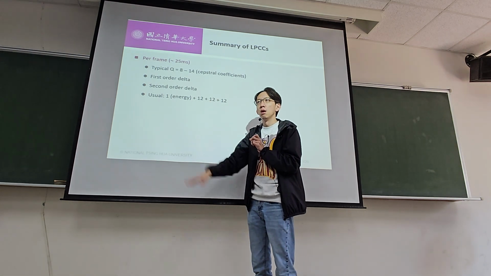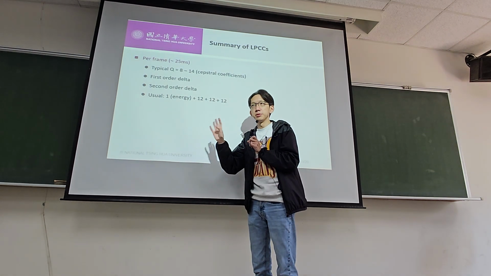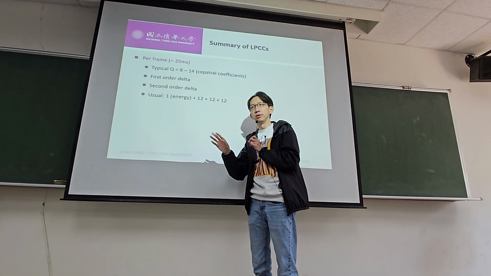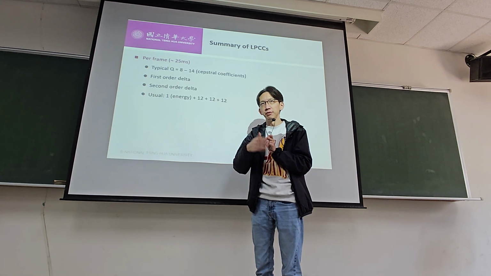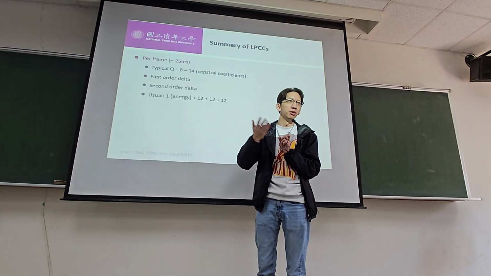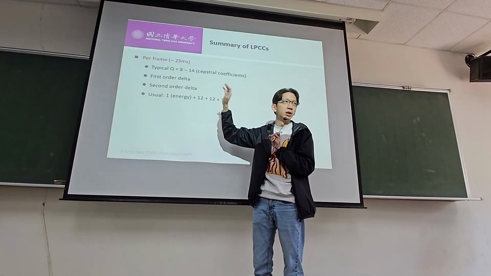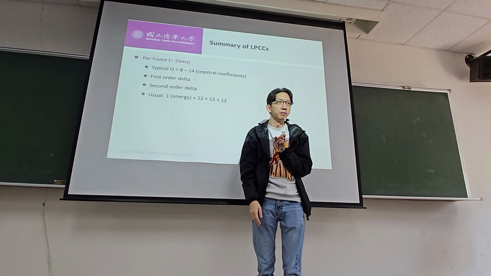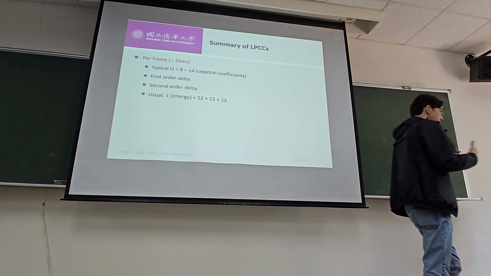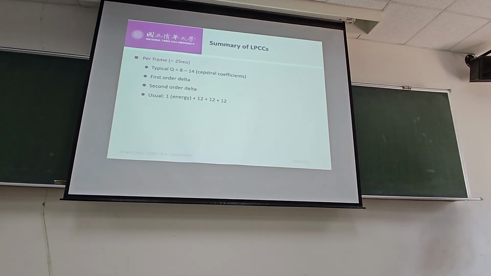Later, when we learn automatic speech recognition systems, we'll see again that if you use a toolbox, the feature extraction gives about 39 features. That's because of this first order delta, second order delta, and the cepstral coefficients they're computing. So again, that's the summary of LPCC.